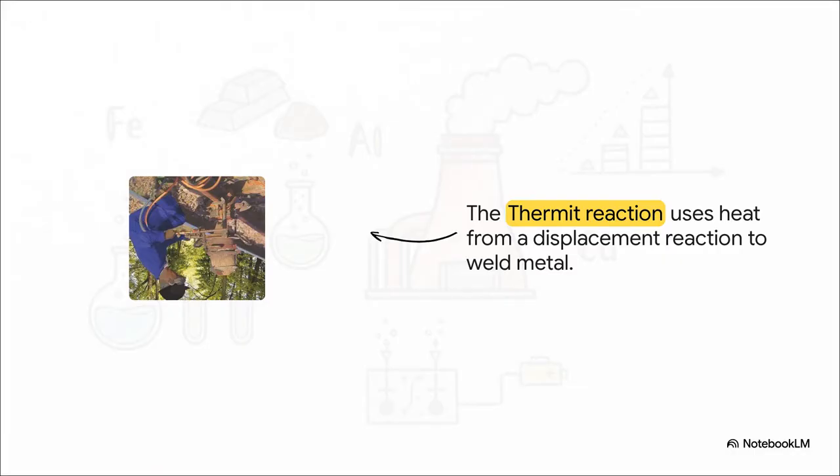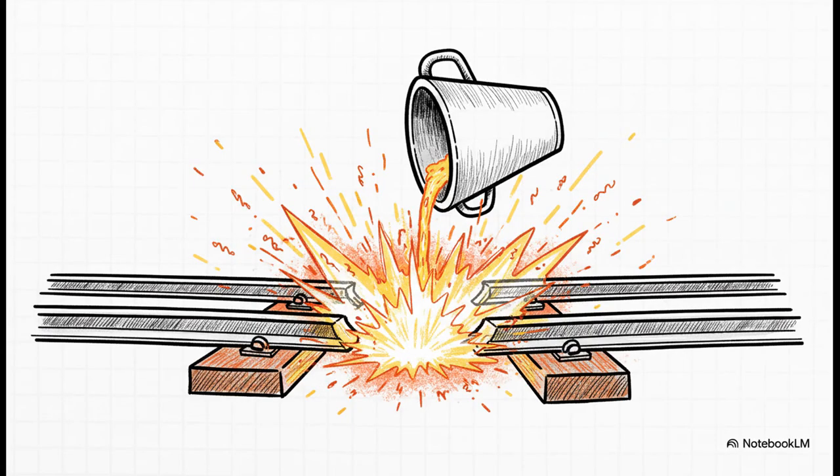And here it is. This incredible reaction you see here is called the Thermit reaction. It's a type of displacement reaction, which we'll see in a moment. But the most important thing about it is that it's highly exothermic. That's a key word. It means it produces a tremendous amount of heat. So much heat, in fact, that it can be used to weld things like broken railway tracks or even cracked machine parts.